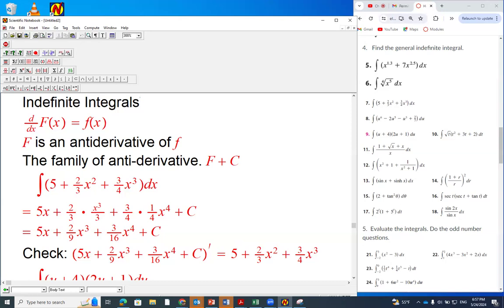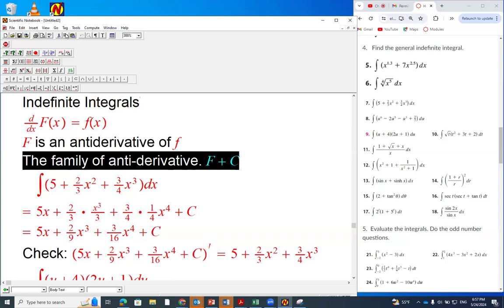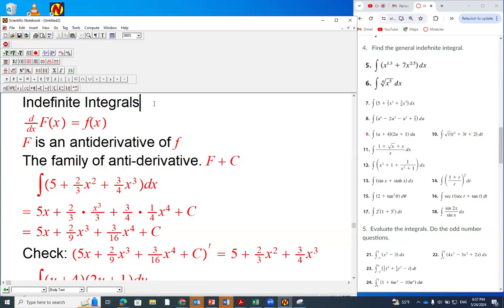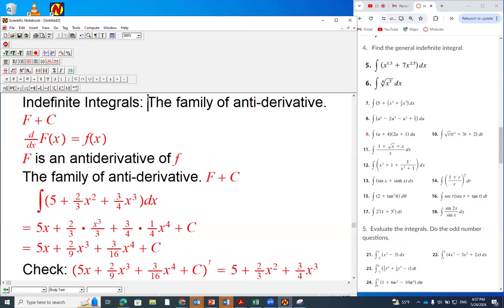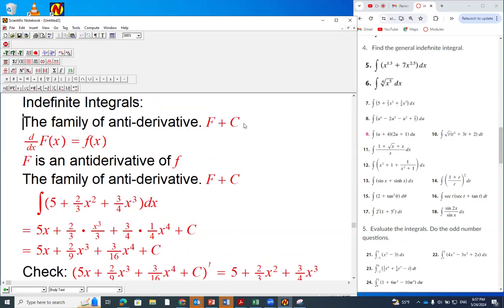Well, we know what's antiderivative. If the derivative of a capital F equals lowercase f, we say capital F is an antiderivative of lowercase f. But the indefinite integral is the family of antiderivatives, which is the antiderivative plus a big fat constant, arbitrary number. So in this lesson, we're going to find indefinite integrals.